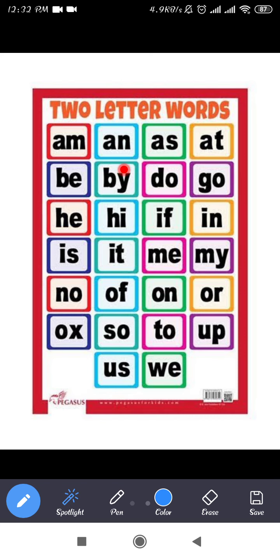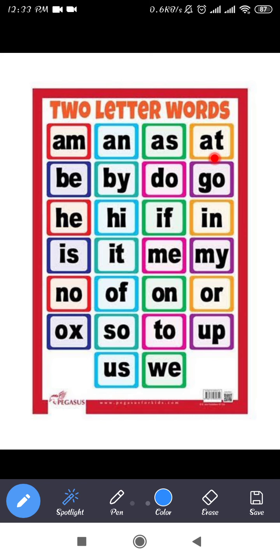Then A-S. First letter is A, the sound of A will first come, right? And then the sound of S. A-S, as. Am, an, as. And then the last is A-T, at. So the last letter is T. Last mein sound kiski aayegi? The letter T. A-T, at.